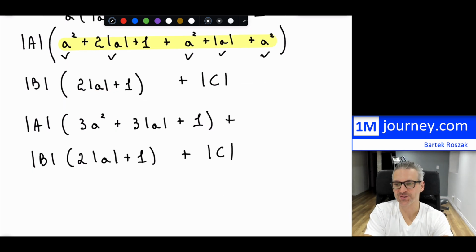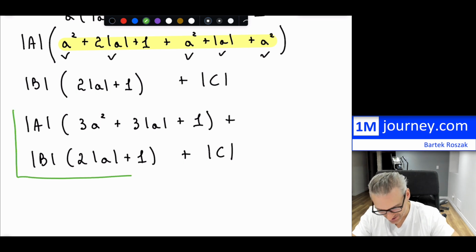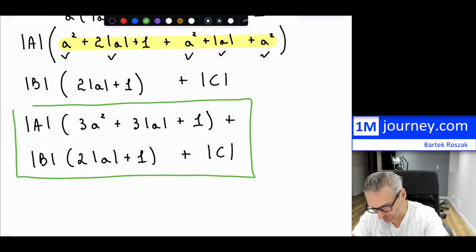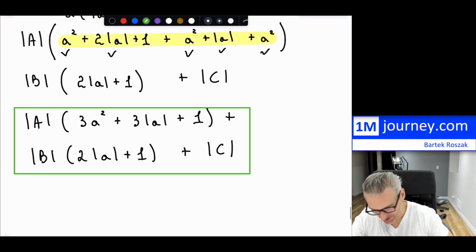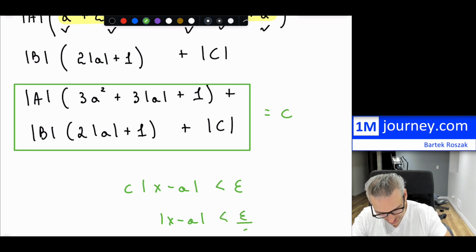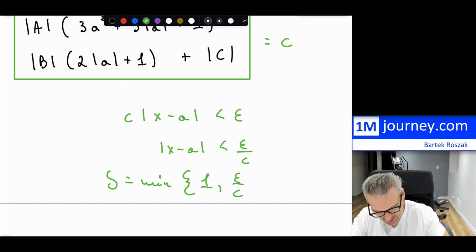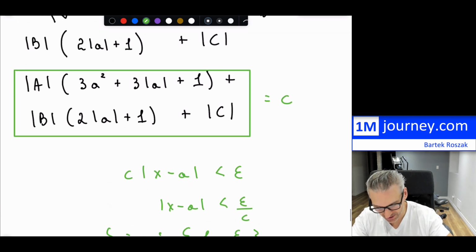All right, so I collected everything out. Basically, this is what your C will be. So this whole thing, call this little c, not the capital C that we had in there, and that little c will basically be like this. And then you want epsilon over c, and your delta would be the minimum of that 1 or the epsilon over c, where the c is all that junk right here.